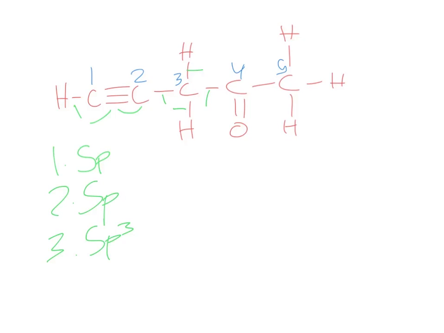and that would make it an sp3 hybrid orbital. And then for number 4, since it has a double bond right here with the oxygen and 2 single bonds, it would be an sp2, because of this double bond with the oxygen. Then this fifth carbon right here, since it has 1, 2, 3, 4 single bonds, it would be an sp3 because of those single bonds.